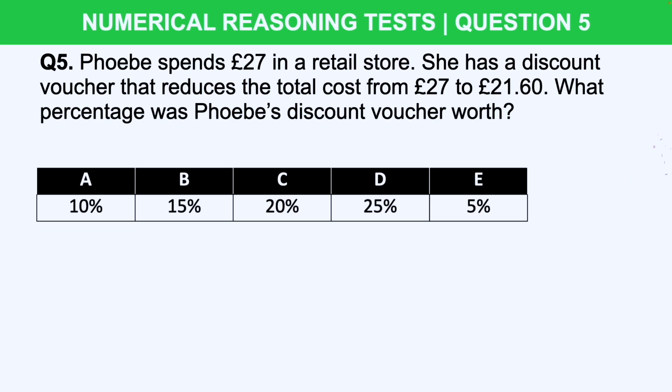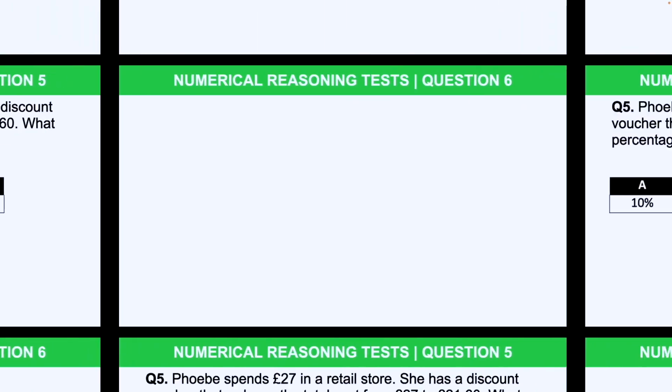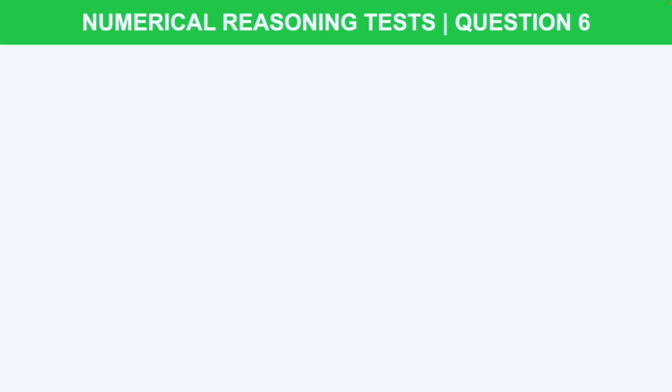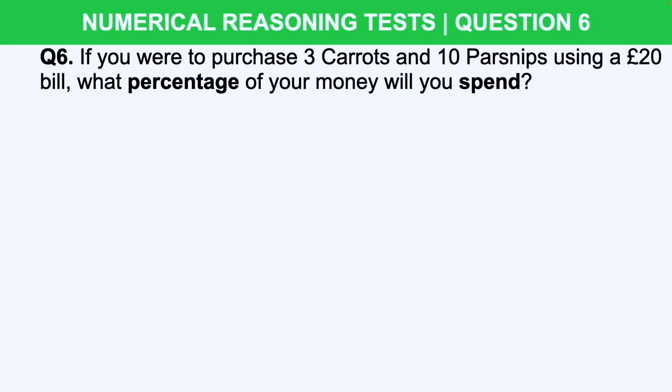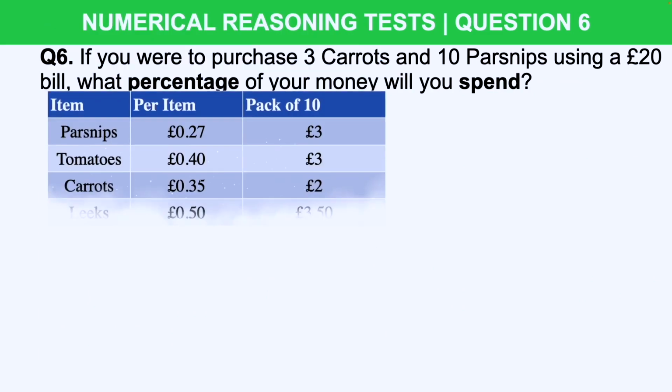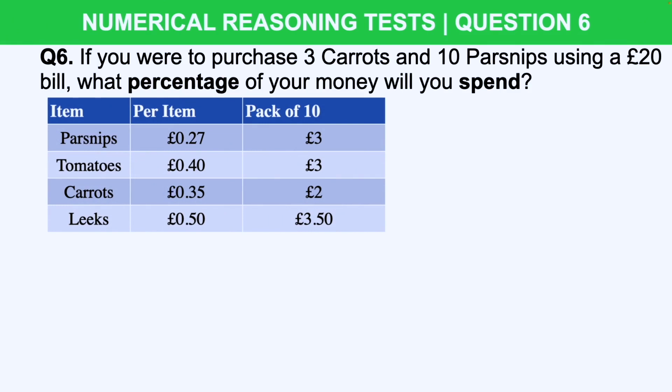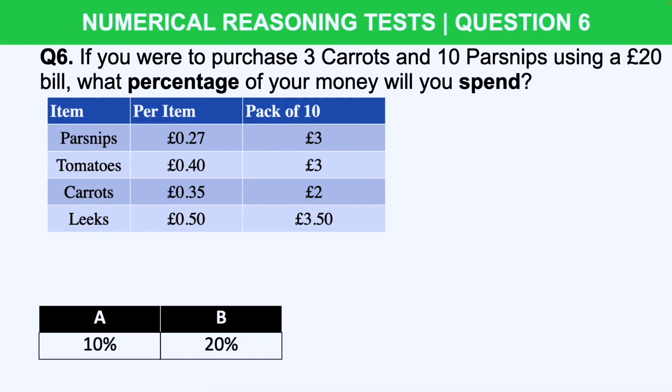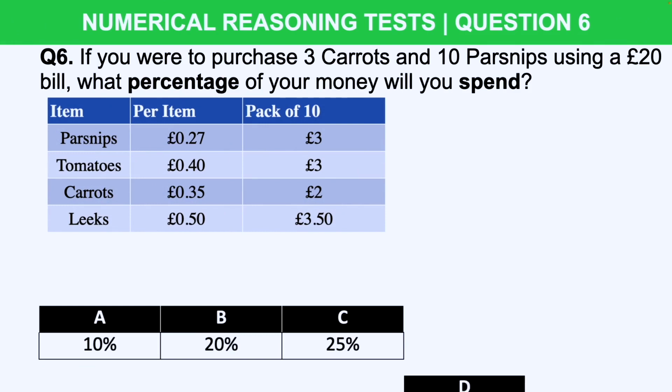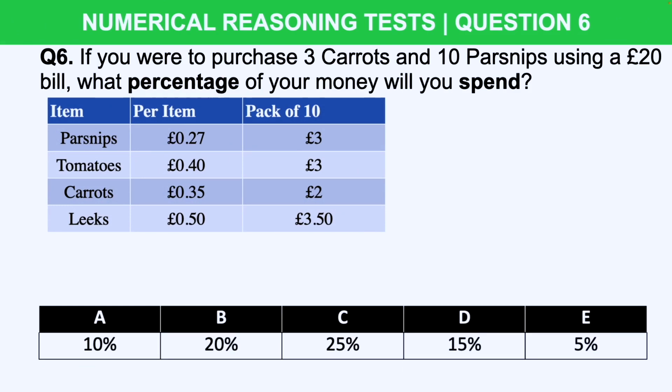Did you get it? Okay, let's move on to the next question. It's now time to make these a bit more challenging by mixing in visual graphs and tables. These numerical question types are known as data interpretation tests and are frequently used in ALDI numerical reasoning tests. So here is the question. If you were to purchase 3 carrots and 10 parsnips using a £20 bill, what percentage of your money will you spend? Here is that graph with the data and the pricing information. Is it A, 10%, B, 20%, C, 25%, D, 15%, or is it E, 5%?